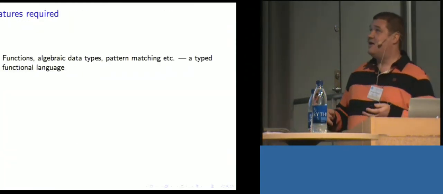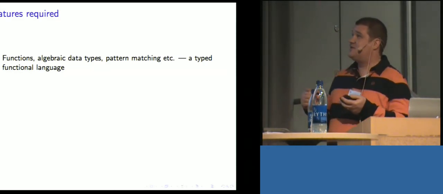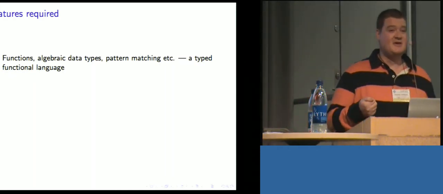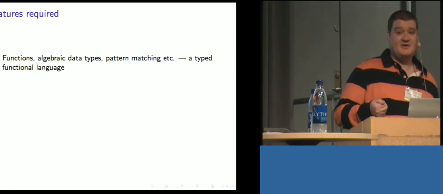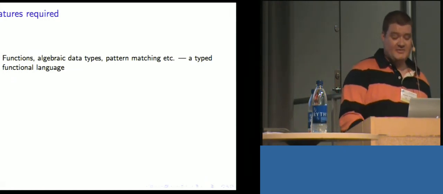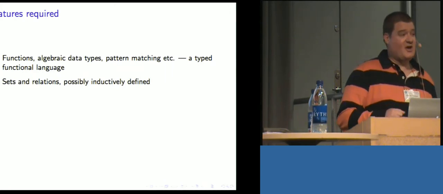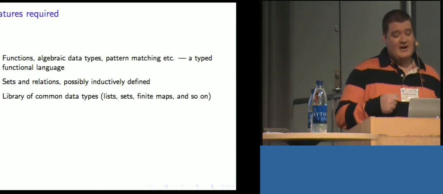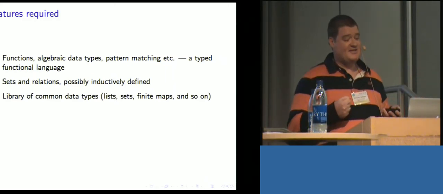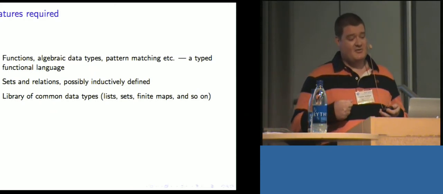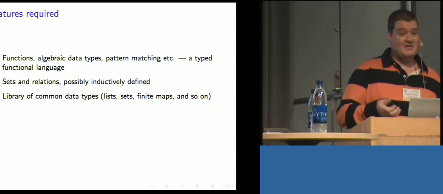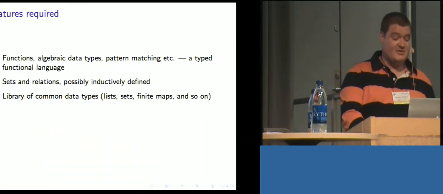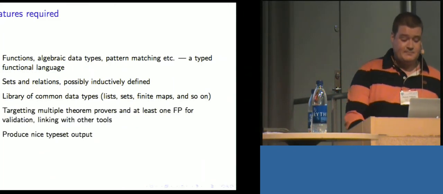So with all those in mind, it seems that we need a language which is basically the core of a functional programming language. We have functions, algebraic data types, pattern matching, etc. And it seems that we want a typed language as well. Also, we want sets and relations, and the relations are possibly inductively defined. We'll also want a library of common data types, for example, lists, sets, finite maps, and so on. Because we're trying to speed up the amount of time needed to build a model, so we'd like to provide users with a big library.